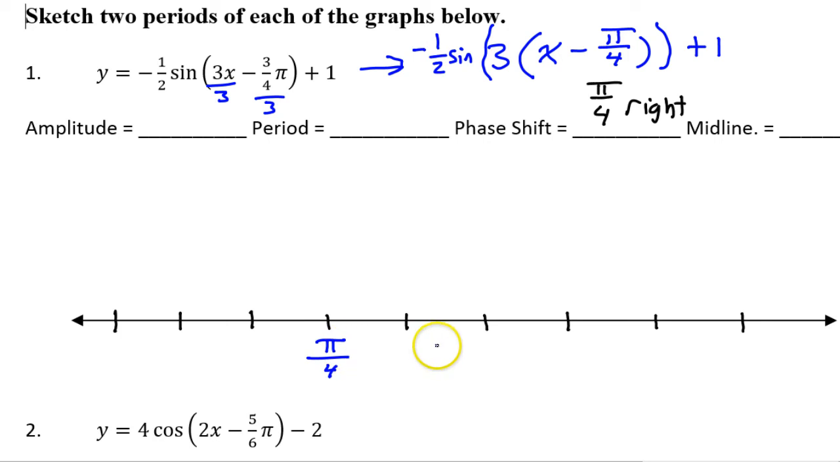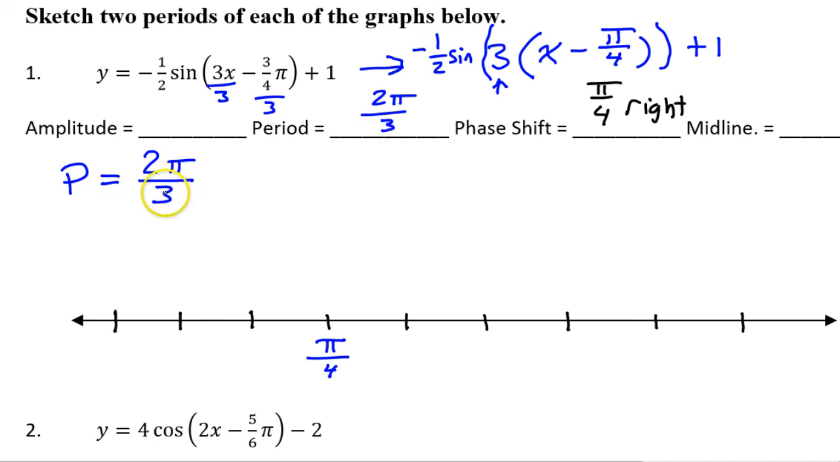Now, on every problem we ever graph, every one of these marks is always a quarter of the period. So I would love to simply add a quarter of the period over and over again. So of course I need to figure out what the period is so I can find a quarter of it. To find the period we do 2 pi divided by the b value. The b value is 3. So the period is just 2 pi over 3. Let's write that down.